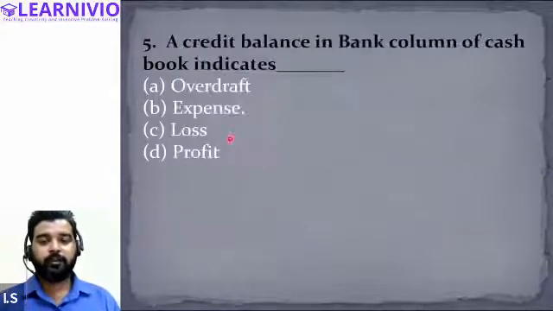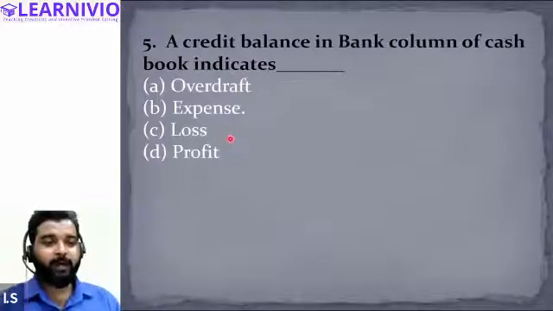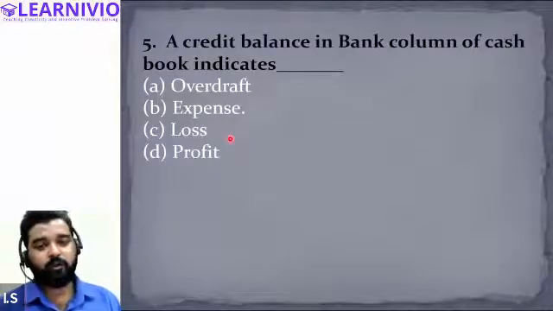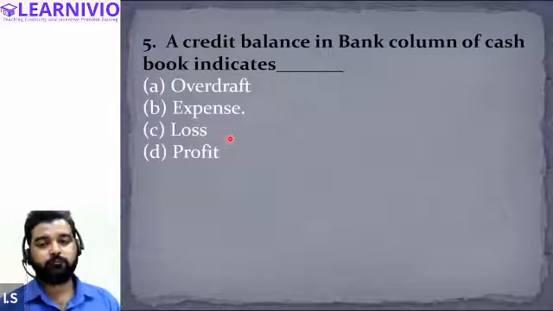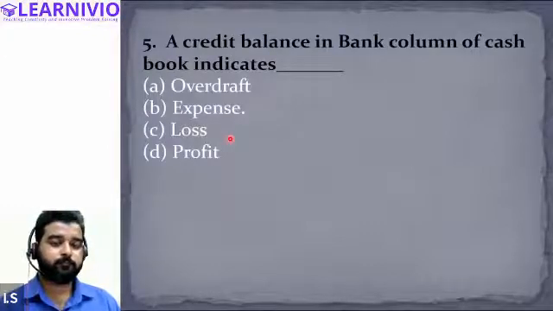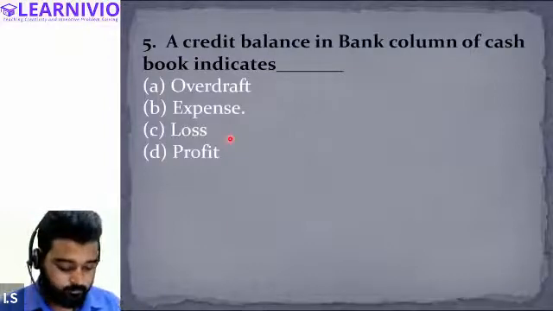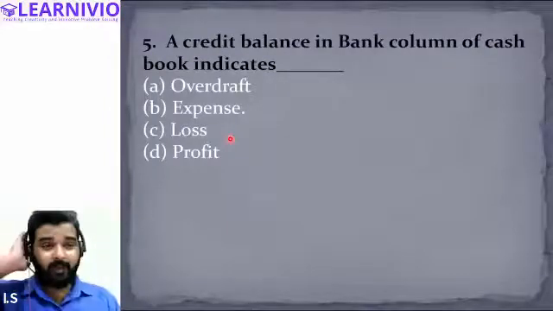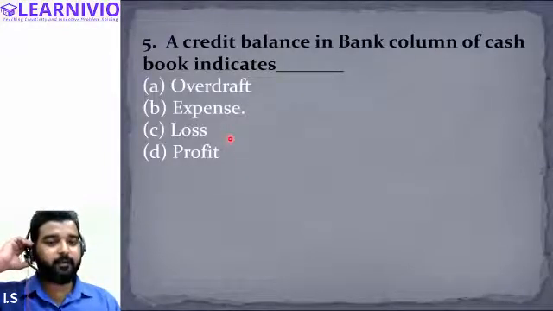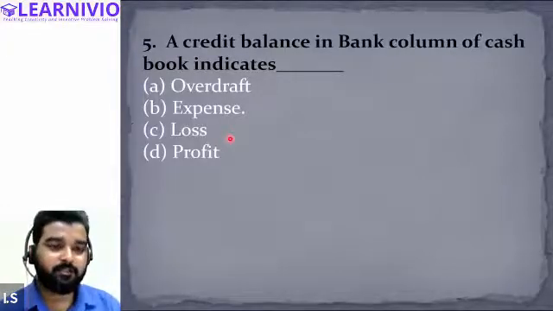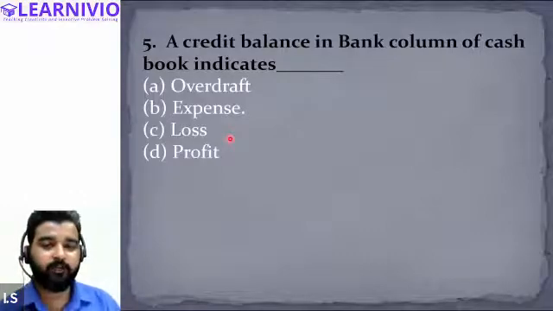All right, next: a credit balance in the bank column of the cash book indicates what? Expenses, losses, profit, or overdraft? Tell me fast. Overdraft. The credit balance figure that we receive at the end, balance c/d, not balance b/d, is an overdraft. Right. So a credit balance in the bank column of the cash book indicates overdraft.